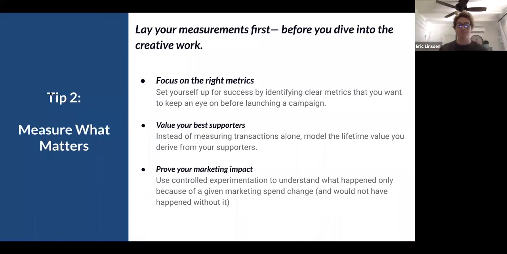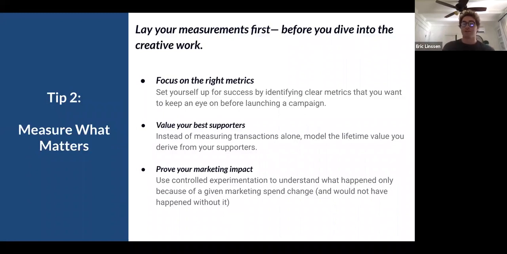And then again, some tips just for measuring what matters. One is to focus on the right metrics. So are you running an ad campaign because you want to raise awareness for a certain cause? Then you shouldn't be looking at donation numbers. You should be looking at how many people watched your video for 3 seconds, how many people engaged with your ad, which is liking or sharing or clicking on it. Those are what we call upper funnel metrics.